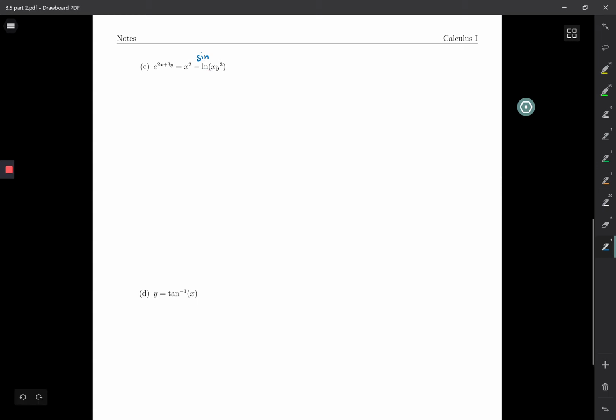Okay, so just to be clear, I'll just get rid of this. So this is going to be instead x squared minus sine of x times y cubed. Okay? And we're just going to approach this in the same way. So we start off by taking the derivative of both sides. And I do like to write this step every time just to make sure I know exactly what I'm doing.